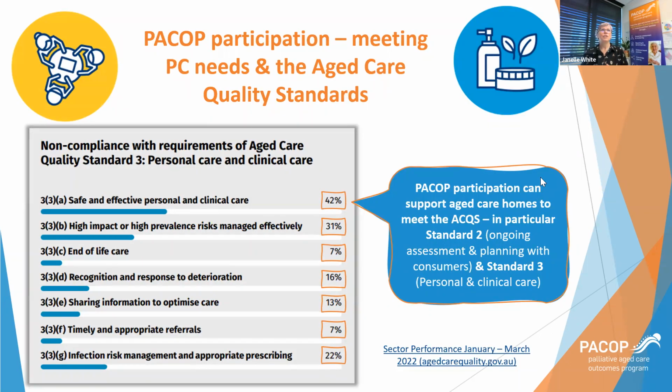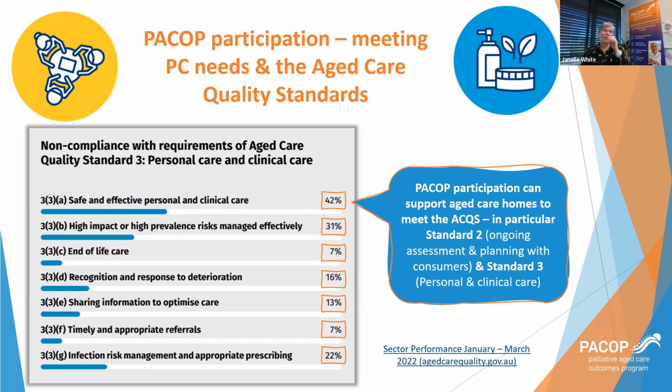So participation in the outcomes program really is about meeting every resident's palliative care needs and also anticipating their needs, not just about meeting them as they arise, but anticipating what might be coming. And that's really important. But the other really cool thing that the outcomes collection does is by default, by just merely participating in it, you are addressing some really important aged care quality standards.